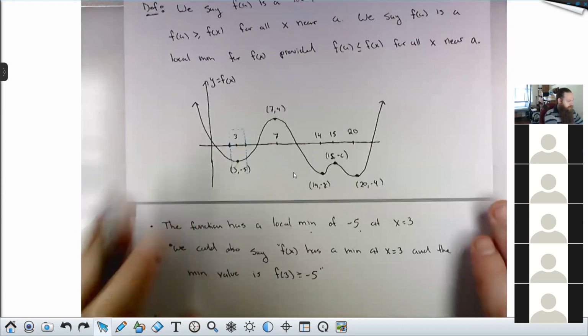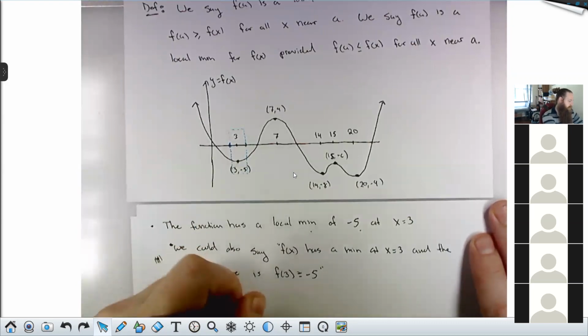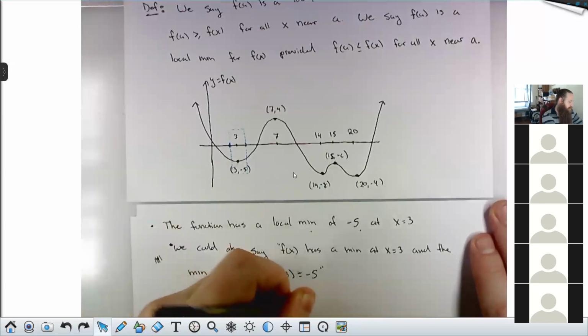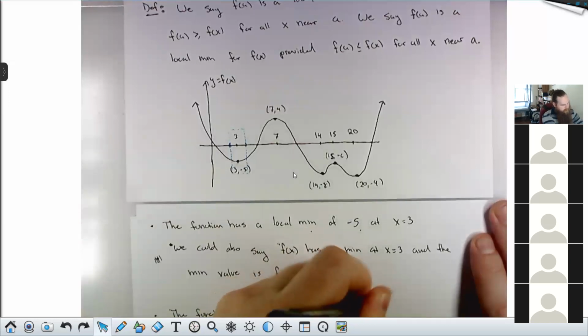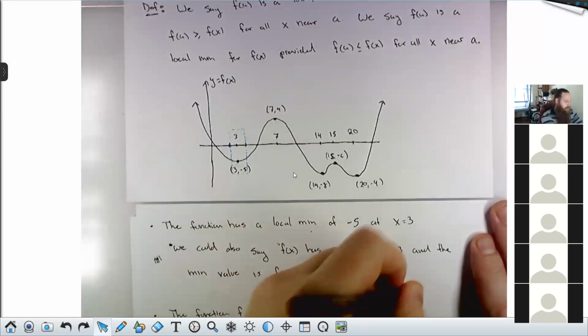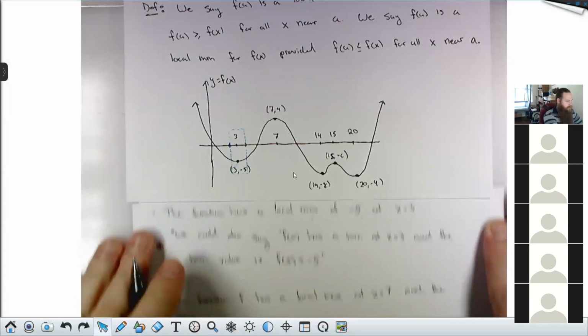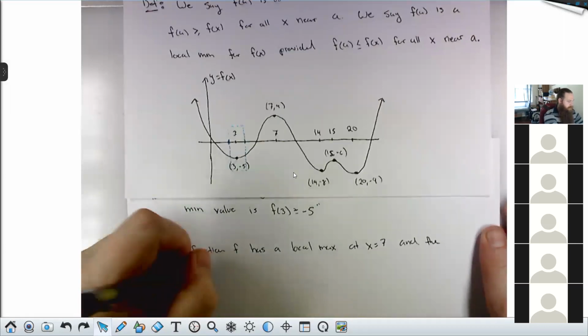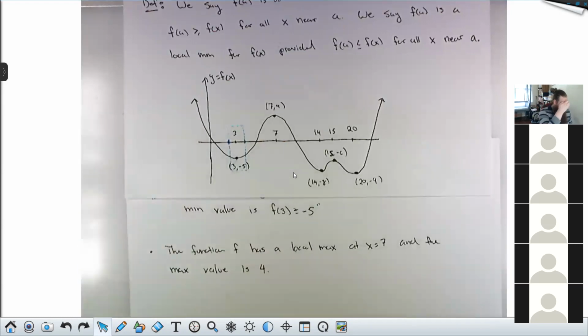So here I would say the function f has a local max at x equals 7, and the max value is 4. I think that's the most succinct way to put it. That is 100% clear. This is exactly how I would like to write this.